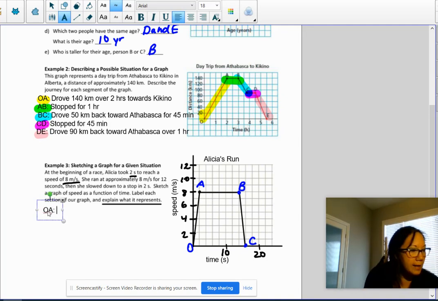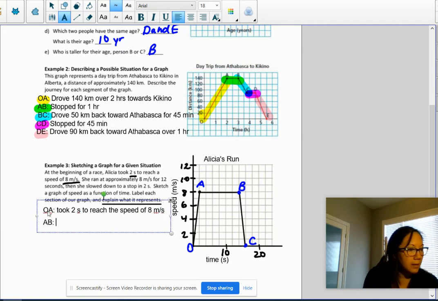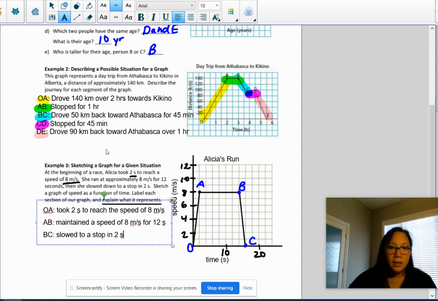Okay, so section OA, it took 2 seconds to reach the speed of 8 meters per second. For segment AB, the runner maintained a speed of 8 meters per second for 12 seconds. And then the last part, segment BC, the runner slowed to a stop in 2 seconds. Okay, so that describes our run here. So we now have a complete graph and a complete explanation.